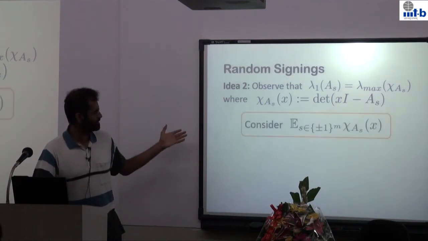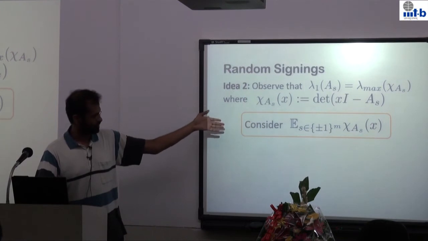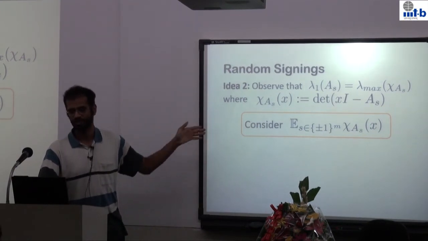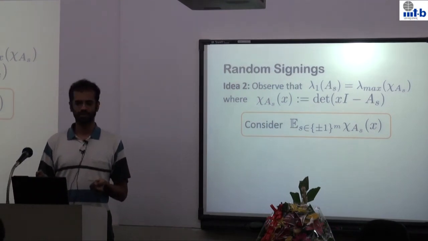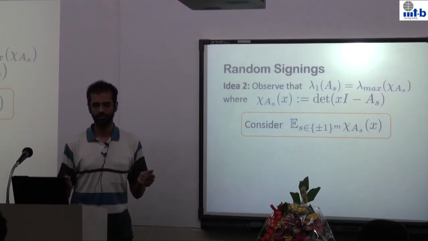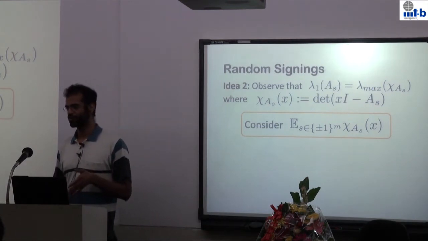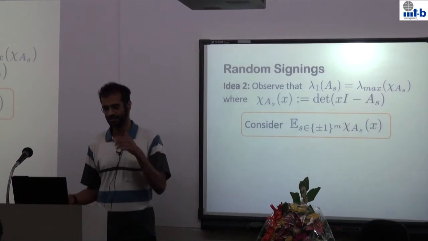Okay, so the main idea is to consider this object. It's the expected characteristic polynomial over a random signing. There are 2 to the m signings. For each signing there's a polynomial, right? I'm literally going to average all of them. It's a little funny because when you average polynomials, you average their coefficients, right? By average, I mean just add them, literally.